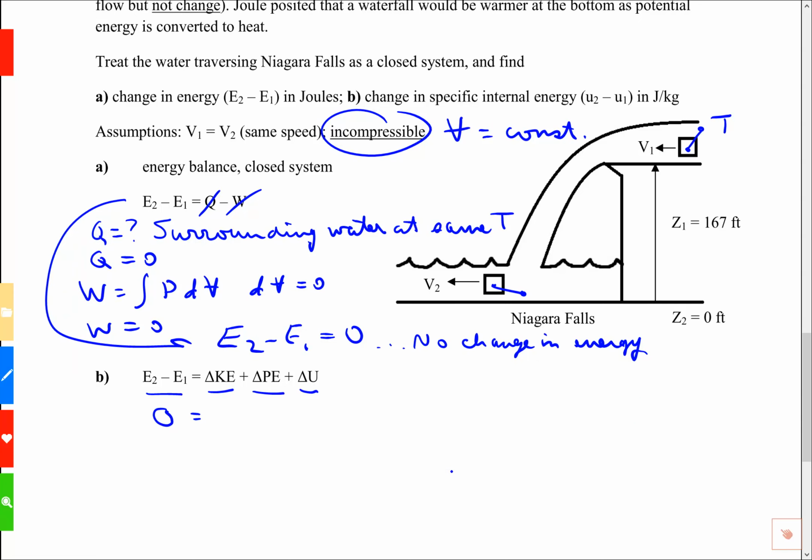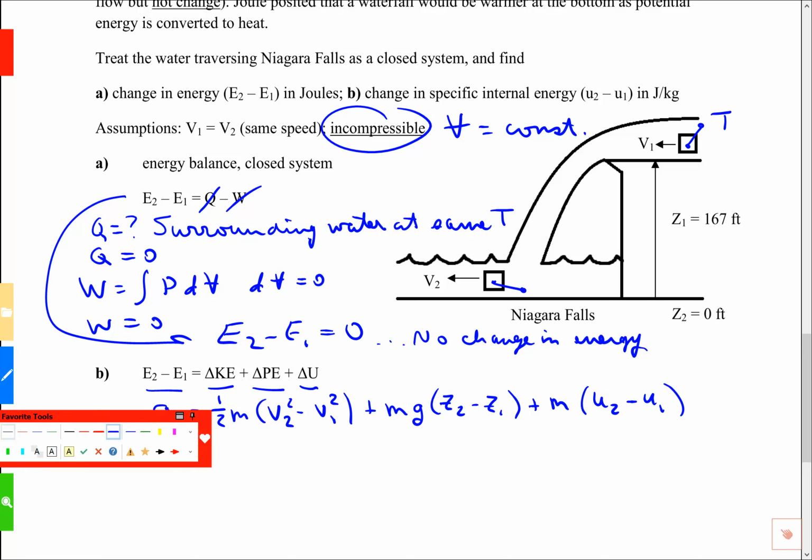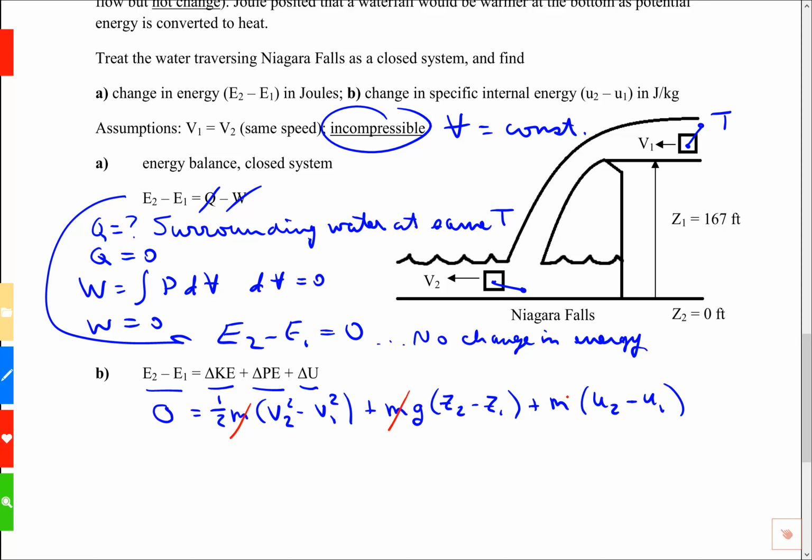Let's write out the right-hand side as each of the component changes here. Kinetic energy change is going to be 1/2 mass times velocity 2 squared minus velocity 1 squared. Potential energy change is going to be mass of the blob of fluid times gravity times the elevation change Z2 minus Z1. And internal energy change is going to be mass times little u2 minus little u1. So little u has units of joules per kilogram, big U has units of joules. We can cancel the mass for each of these terms. We're going to assume that for a closed system the mass is fixed.